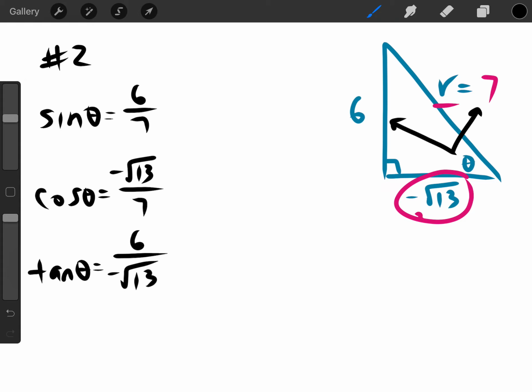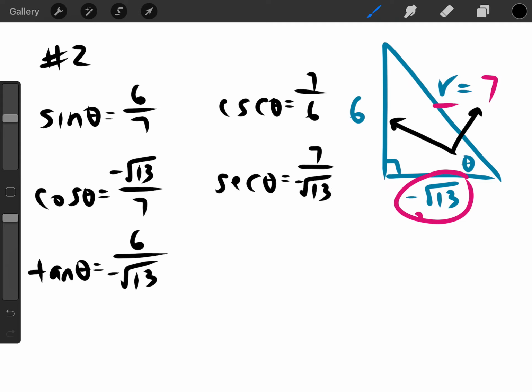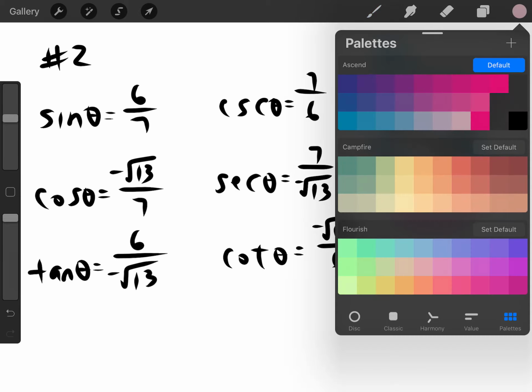Let's do that later. Now we're going to have cosecant. It's going to be the reciprocal of sine theta, so it's going to be 7 over 6. And then secant, it's going to be the reciprocal of that. It'll be 7 over negative rad 13. And then cotangent is going to be the reciprocal of tangent, which is negative 13 rad 13 over 6. Okay, just a couple of them need to be rationalized.